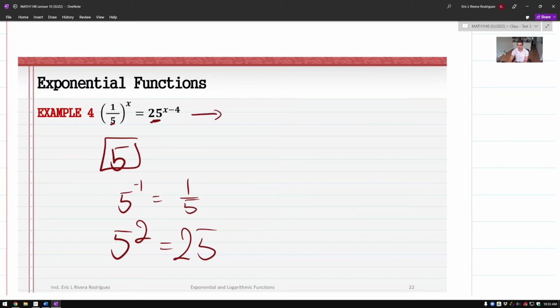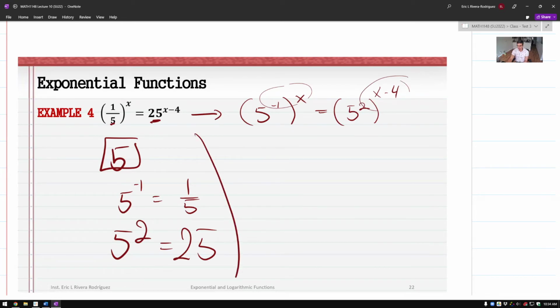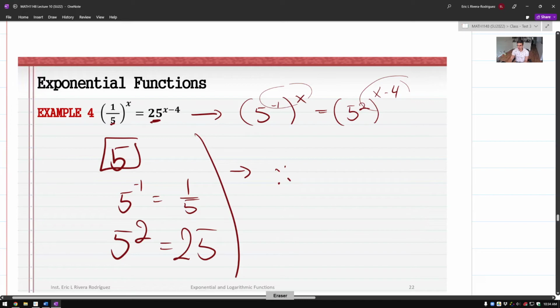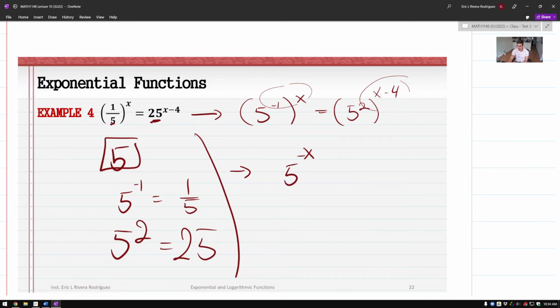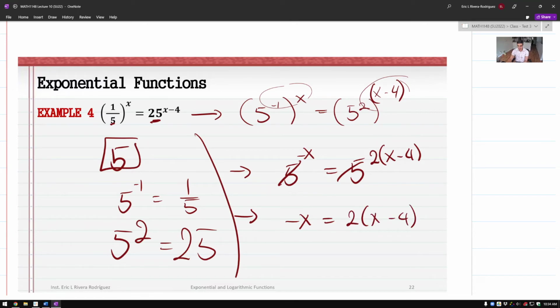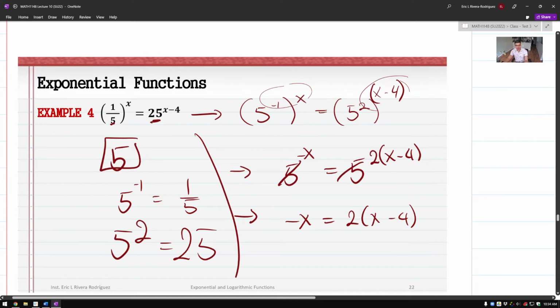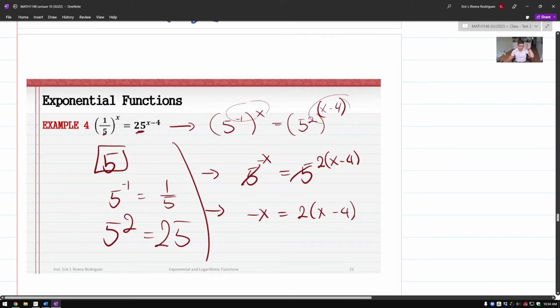So how are we going to transform this or change this? 5 raised to the power of -1, all to the x, equals 5 raised to the power of 2, all this over x minus 4. Then we combine the powers, so we got 5 raised to the power of -x equal 5 to the 2, careful, we have two terms in the exponent, 2 times x minus 4. We cancel the bases, and negative x equals 2 times x minus 4. This is the linear equation. You solve it for x, and you get the value that we are looking for.